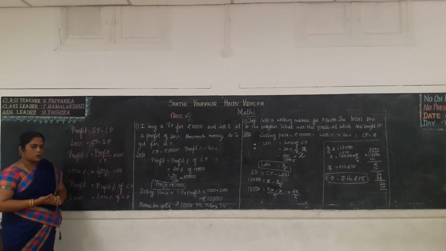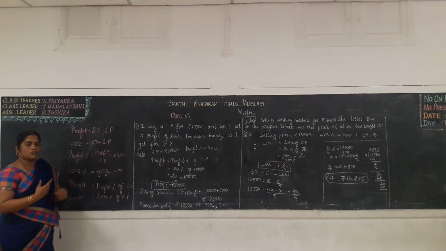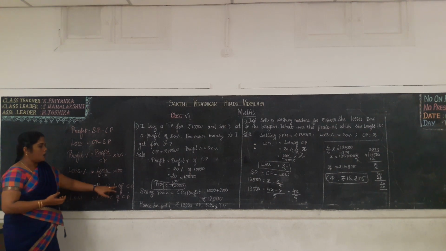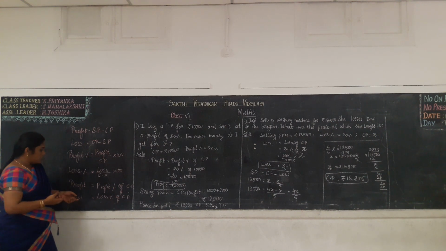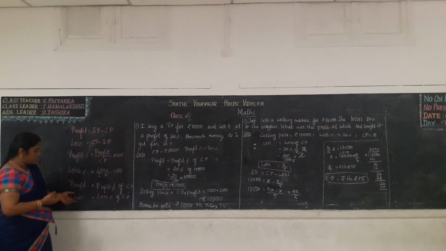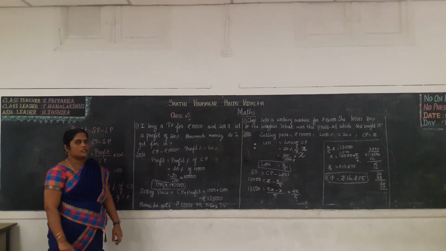If suppose in a question they give the profit percentage value and you need to find the value of profit, you use this formula, that is profit is equal to profit percentage of cost price, and if in the question they give the loss percentage value, you use this formula, that is loss is equal to loss percentage of cost price.